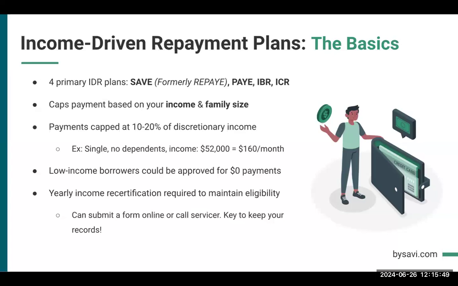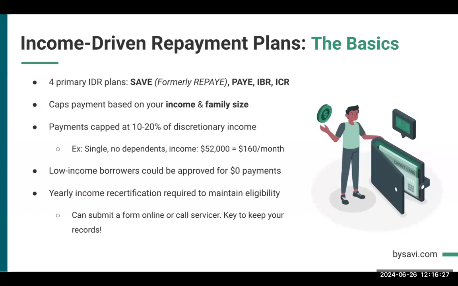IDR is a category of repayment. Within that category, there are four different plans that are available. These are Save, Pay, IBR, and ICR. Each one of these plans has different eligibility requirements and calculates your payment a little bit differently. You may be eligible for all four plans. You may only be eligible for one. No matter what, though, your payment is going to be based on your income and your family size, which makes these plans more affordable and typically provides a lower payment than the standard plan.